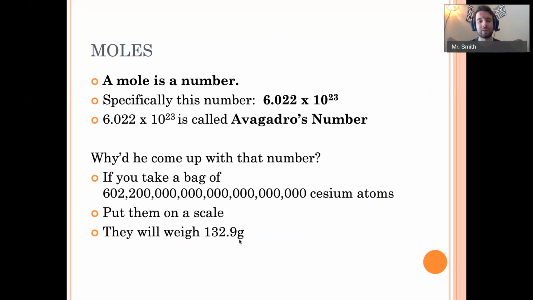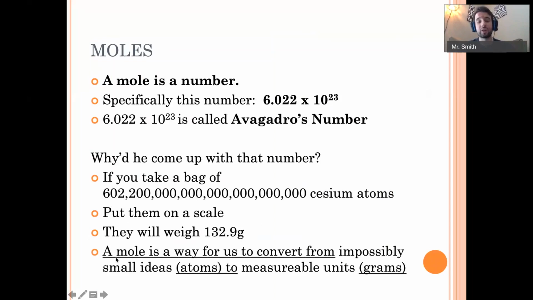It averages out to be 132, or we could say just 133 protons, pretty much. But then if you take a mole of cesium atoms, it'll weigh 132.9 grams instead of 132.9 atomic mass units of protons or neutrons. Kind of cool how they were able to figure out that this is the number that relates them both. So it just gives us a way to convert from atoms into grams.